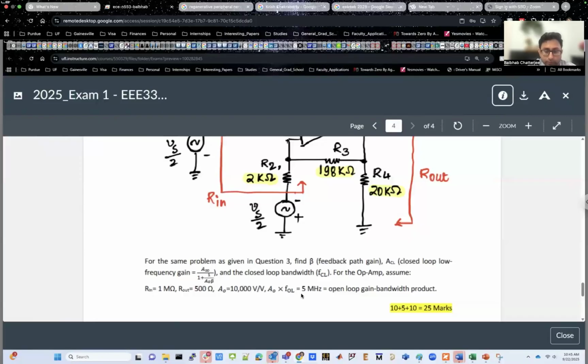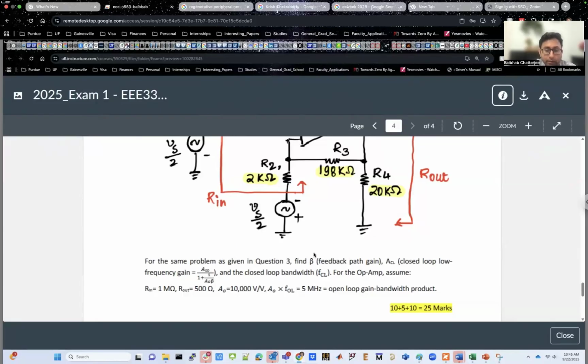And the open loop, or basically A naught times F open loop, that is 5 megahertz. That's the open loop gain bandwidth product. So you're multiplying your gain with your bandwidth, and that is 5 megahertz. So those are the information that is given in the question.